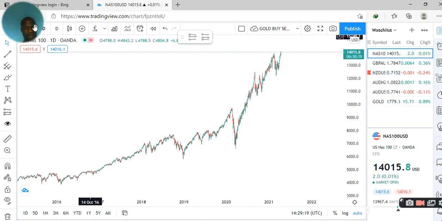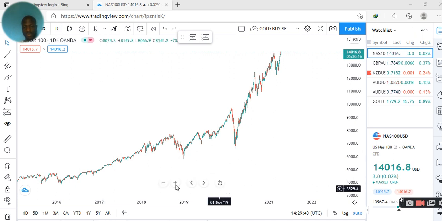I'm looking at the Nasdaq 100 right now on the daily chart. From the daily chart, it's very visible right now that this market is on the high end, on the uptrend. It's very visible. It's very easy for you to notice.